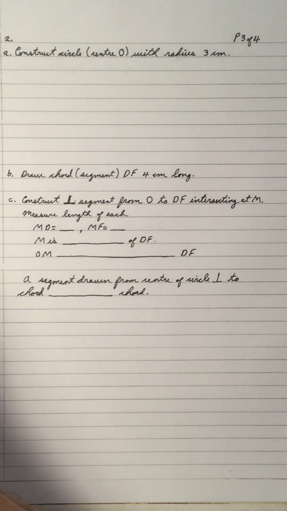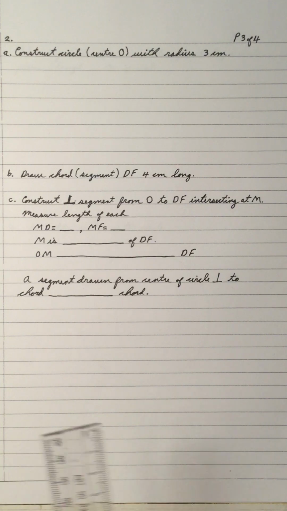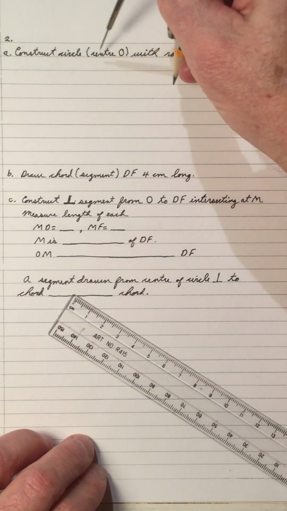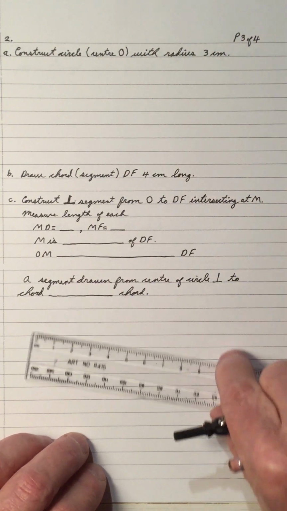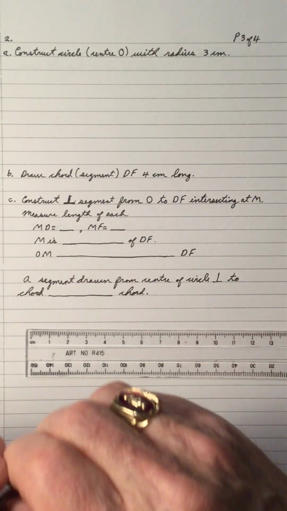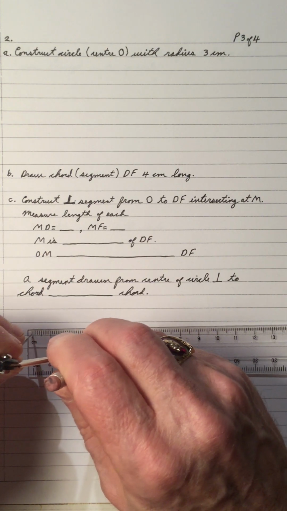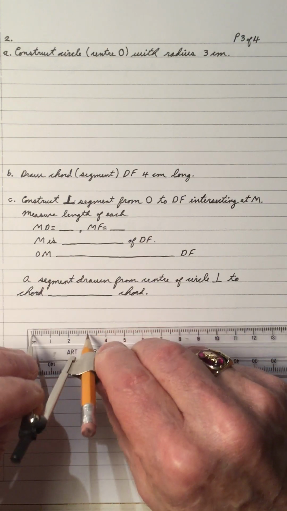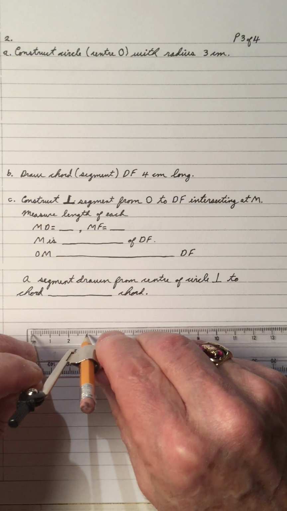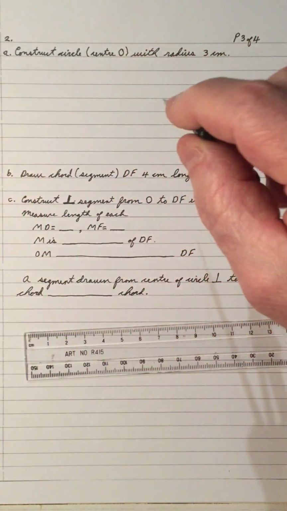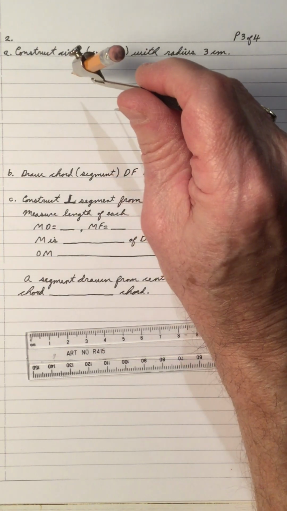Now another one. Construct a circle O, center O, with a radius of 3. So let's take a ruler, and we have to have a radius of 3. So we put, again, at 0, and we'll mark the radius of my compass is 3. And I put it down. I'm going to construct a circle with a radius of 3.